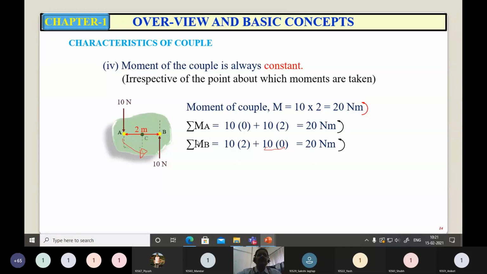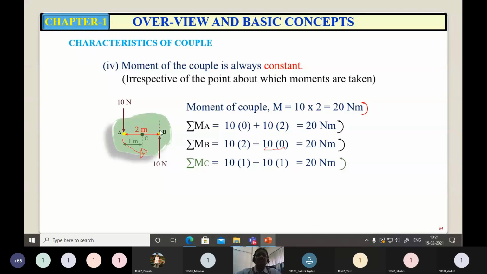Now let us consider point C, the midpoint, at 1 meter distance from A or B. Now let us find the resultant moment at point C. What is the moment of this 10 Newton which is acting at A about point C? It is 10 into perpendicular distance of 1 meter, right? So it is 10 into 1. And what is the sense? It is anti-clockwise. Am I right? So this 10 Newton is tending to rotate about point C in the anti-clockwise direction. So it is plus 10 into 1.